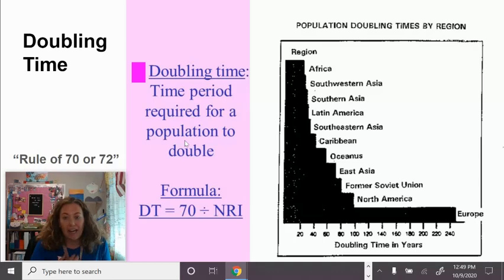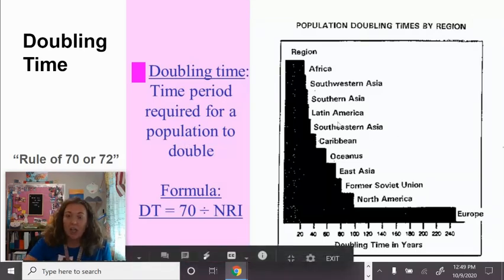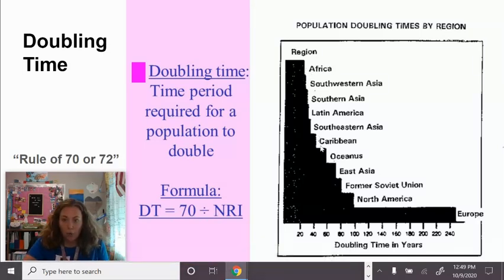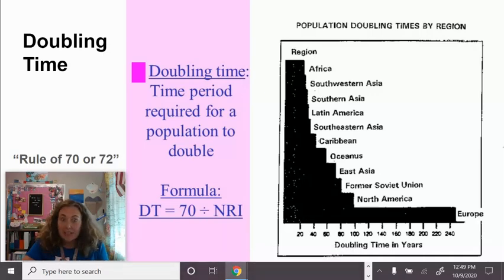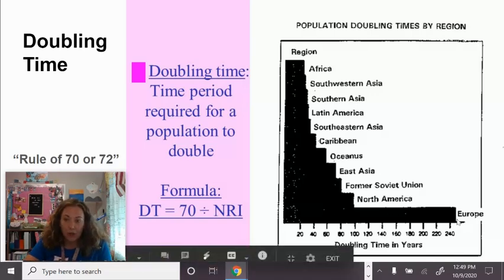Okay, so what we start to see here is kind of concerning data. If you are in sub-Saharan Africa, they are looking at roughly a 38-ish year doubling time for most of the countries in that region. That's not a lot of time to prepare for double the amount of people to provide for. On the flip side, Europe has some time to worry about what they are going to do when their population doubles, because it isn't going to happen for a while.